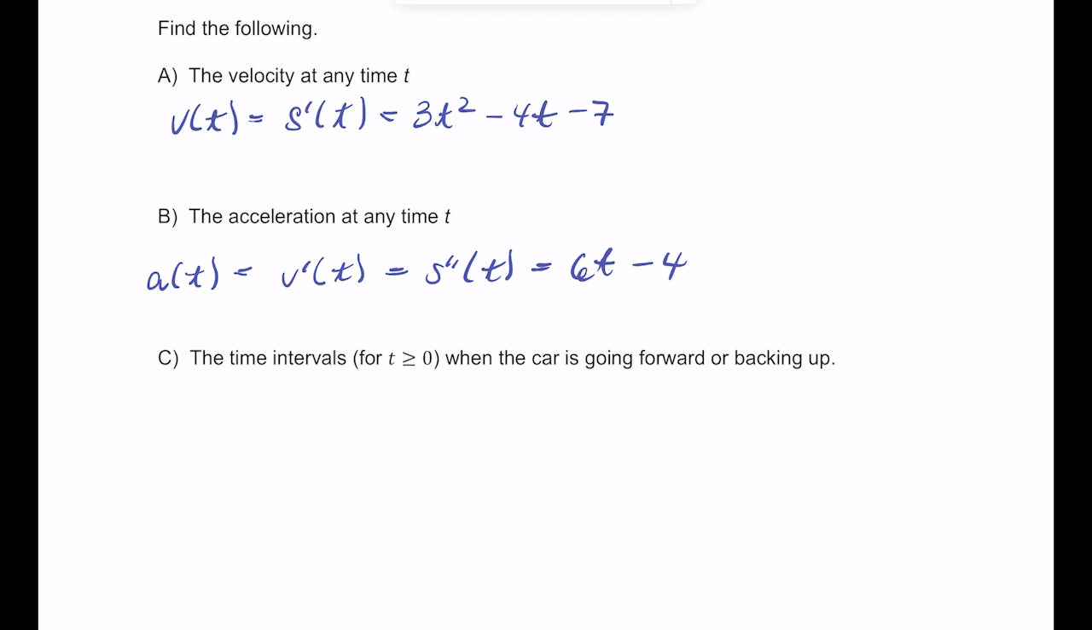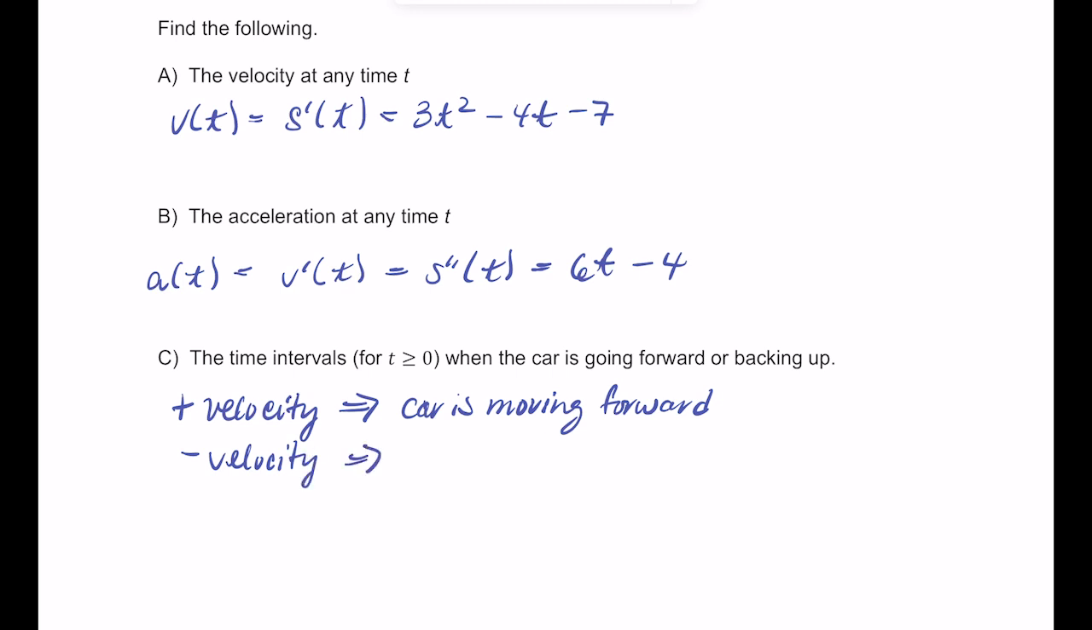Okay. So we have to remember that the car is moving in a straight line. So positive velocity would tell me that the car is moving forward. And a negative velocity would tell me that the car is moving backwards.